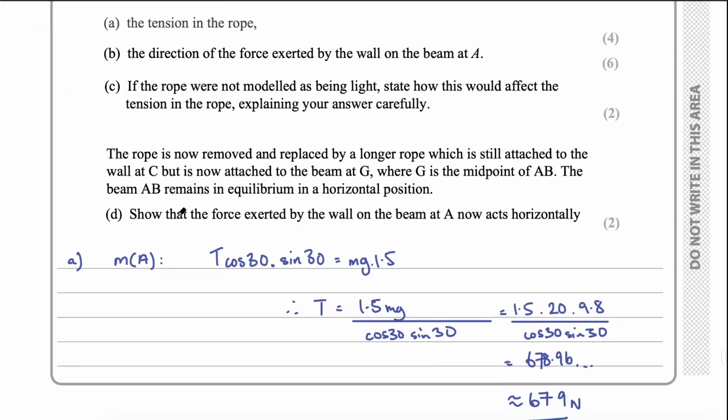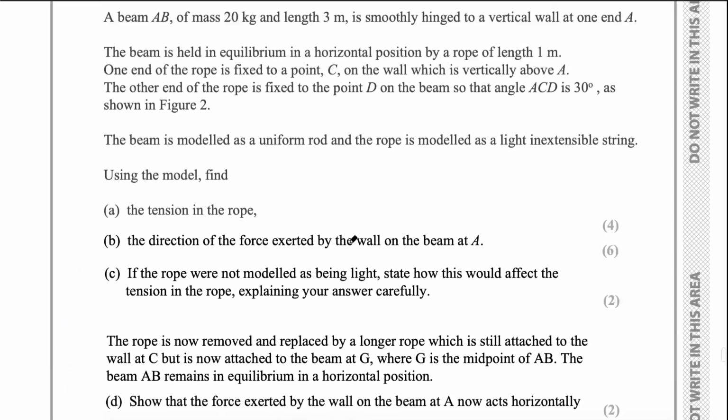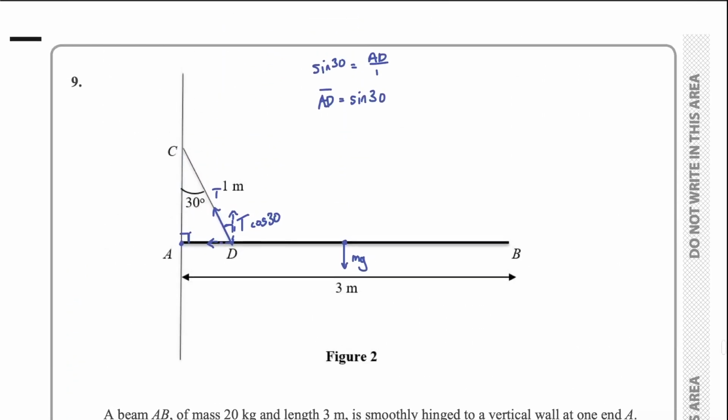Part D says the rope is now removed and replaced by a longer rope which is still attached to the wall at C and is now attached to the beam at G, where G is the midpoint of AB. The beam AB remains in equilibrium in a horizontal position. Part D says show that the force exerted by the wall on the beam at A now acts horizontally. Okay, so the rope, let's clear some of this away.